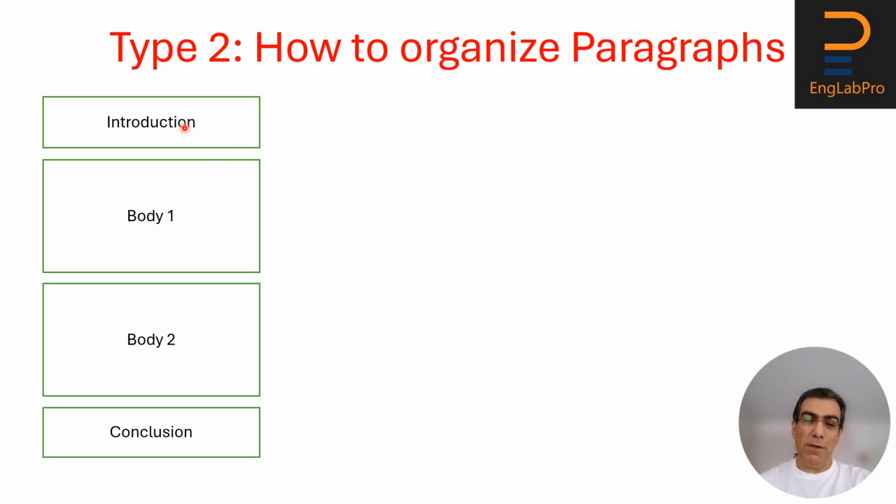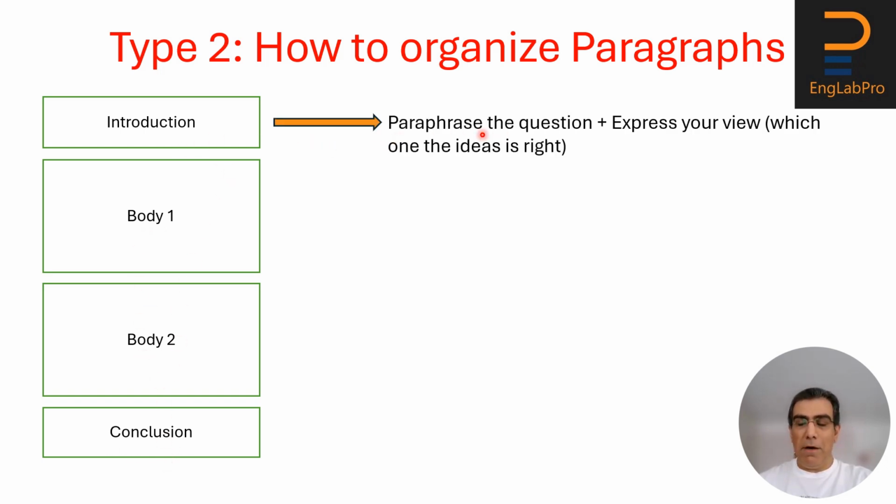Now let's talk about the way you should put your ideas into paragraphs in this type of writing so you can get 6. Well, like the previous one, you need to write 4 paragraphs, 1 introduction, 2 body paragraphs, and 1 conclusion. In the introduction, you should paraphrase the question.